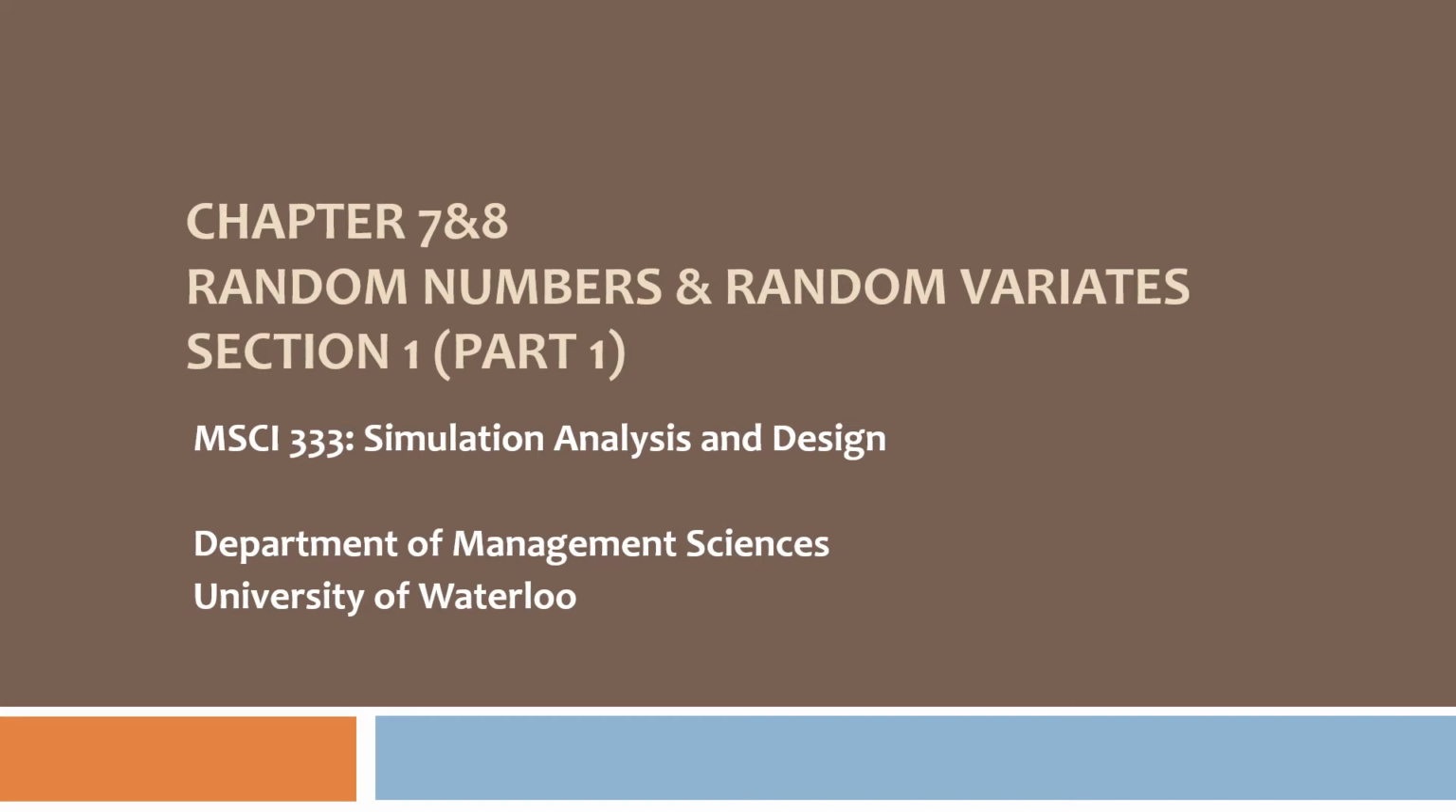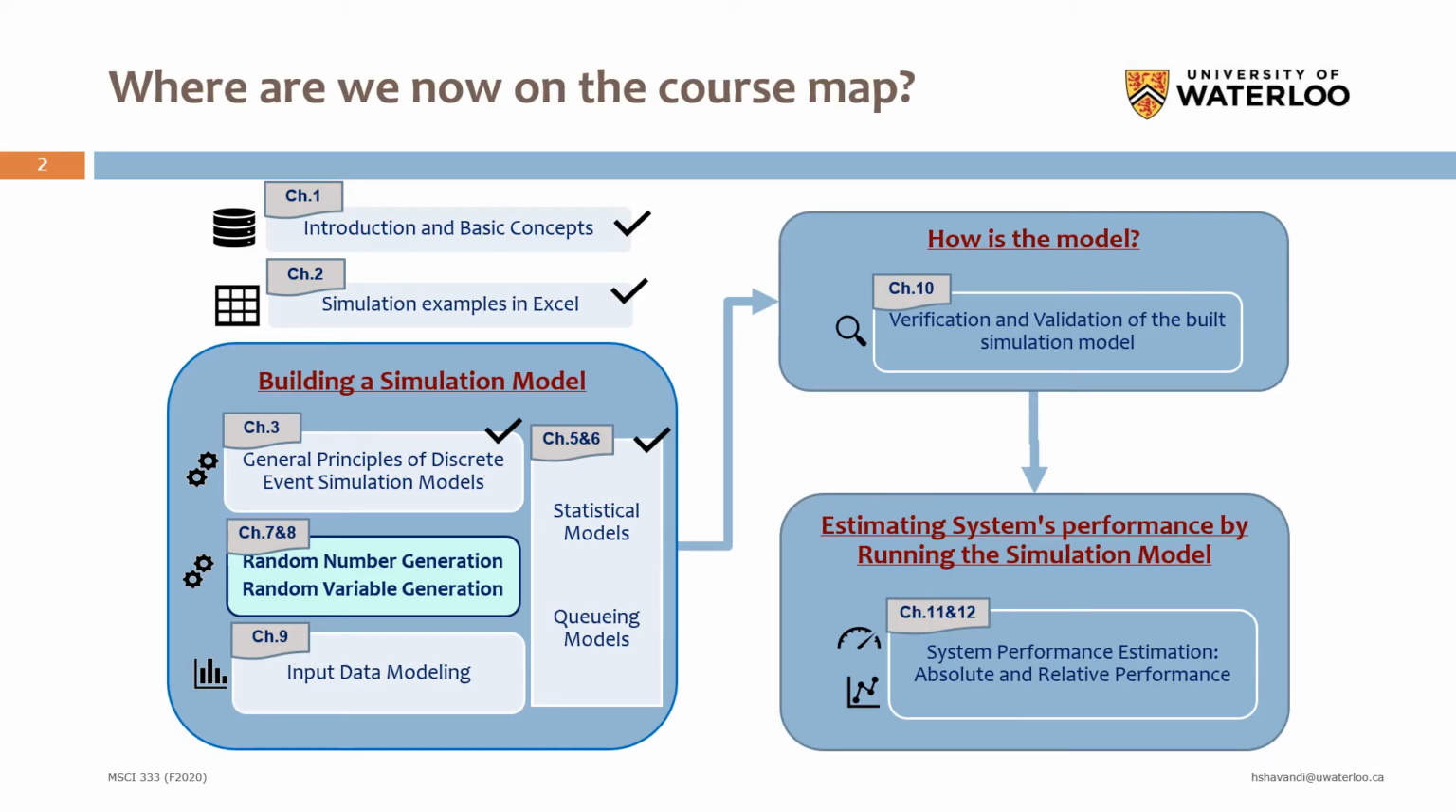Hi everyone, let's start chapters 7 and 8. In these two chapters, we will have random numbers and random variates. So section 1 from chapter 7 will be covered this week, and this is the first part of the pre-recorded videos. On our course map, we just finished chapter 6, queuing models. So now we are going to have chapters 7 and 8.